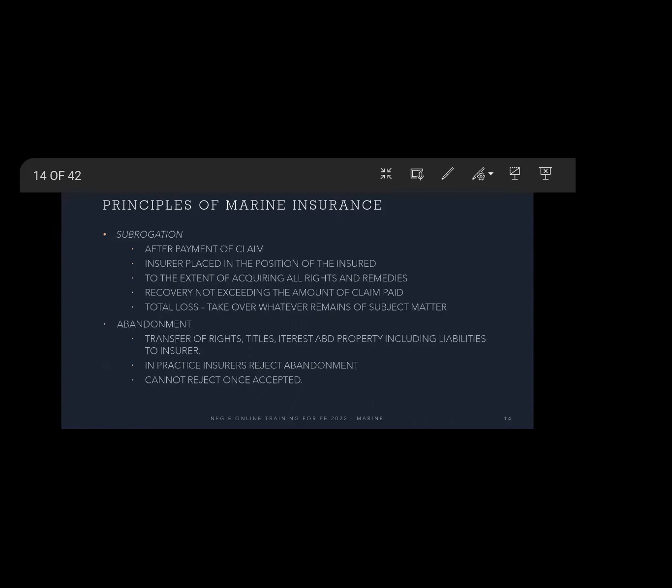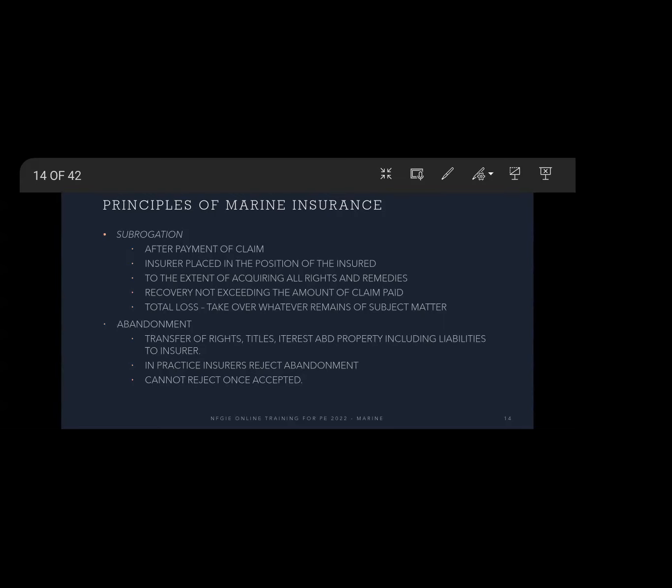Now we'll move on to subrogation. In marine insurance, subrogation will happen after the payment of the claim only. And the insurer is placed in the position of the insured to the extent of the rights and remedies. The point is rights and remedies only. And the recovery is not exceeding the amount that is paid. In case of total loss, they have a right to take over whatever remains of the subject matter.